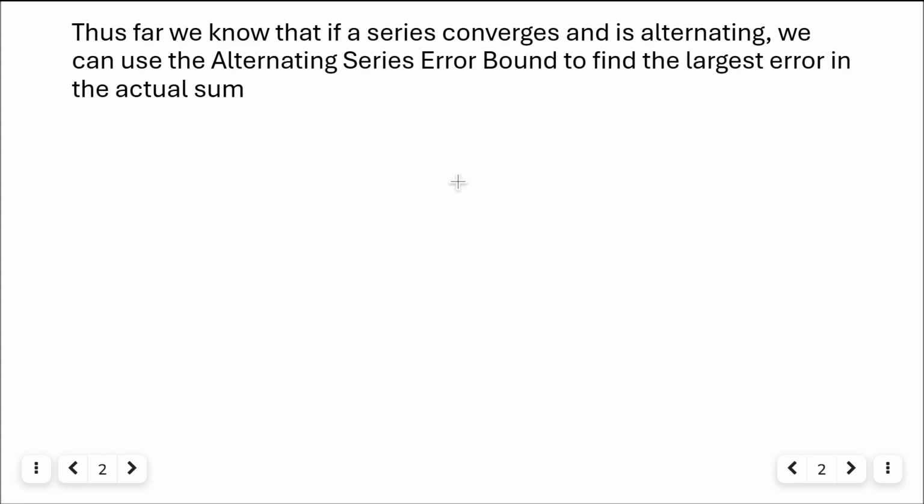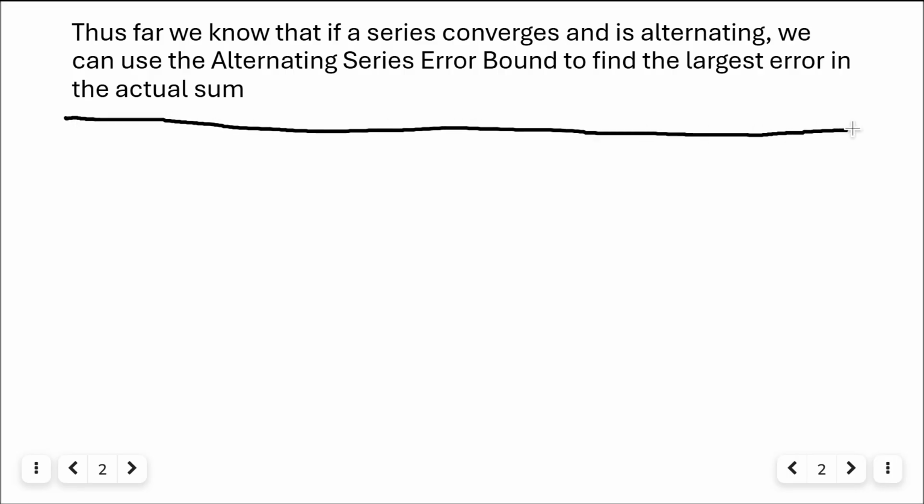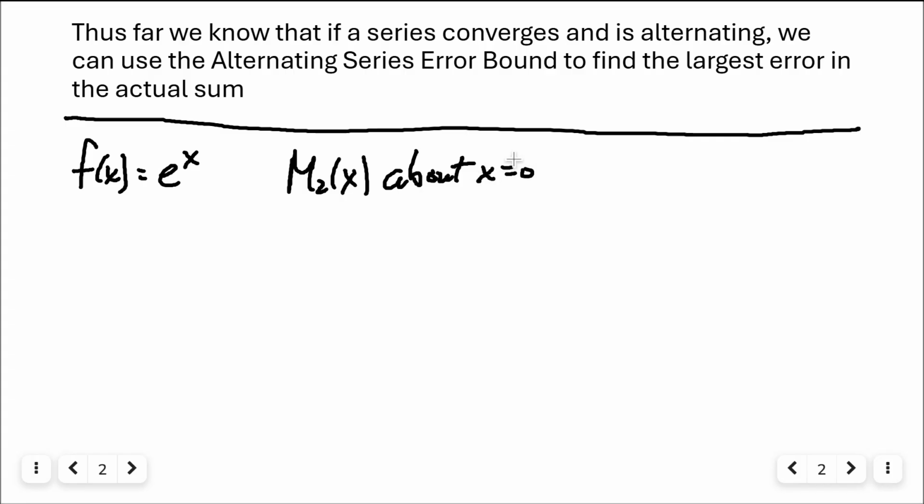But not all Taylor series alternate. So the question is, how would we do this if we're going to use a Taylor polynomial to approximate the value? Basically, the idea behind what we're going to try to accomplish is this. Let's say I had a function f of x is equal to e to the x, and I wanted to find the second degree Taylor or Maclaurin polynomial. So that's about x equals 0.